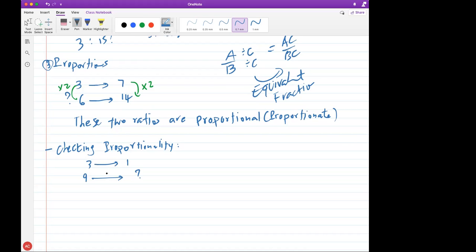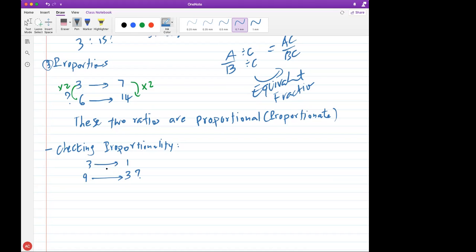So these two are proportional. 3 to 1 is the same as 9 to 3. That's right, from 3. Because this is what happened to it. We multiplied it by 3 to get 9. We're going to times this by 3 also, by 3 we get 3. So these are proportional.